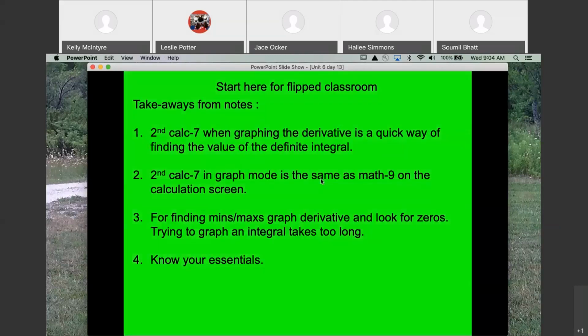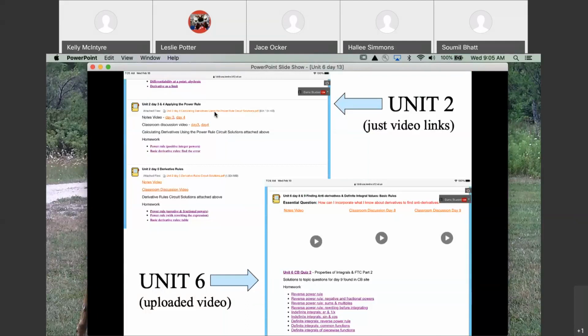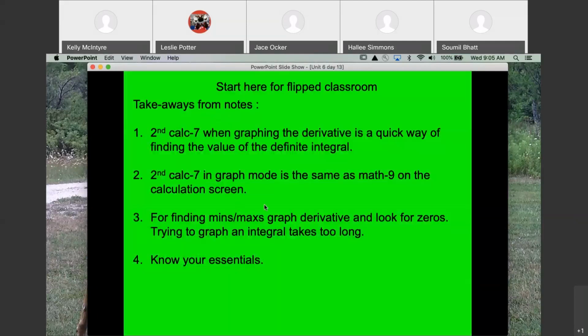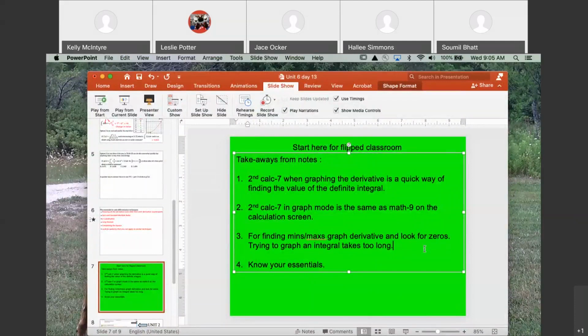Well, it kind of ties into number 3. I would stay away from trying to use the Math 8 and Math 9 keys when you're graphing. I would instead, the integrand is the derivative, so graph the integrand and look for zeros. Oh, I changed screens. So I really feel compelled to give that an honorable mention for calculating max min: graph the derivative, look for zeros.